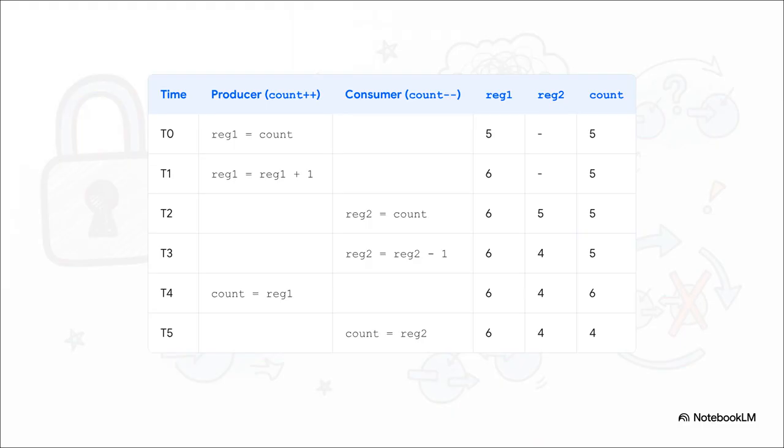Okay, and here is where it all falls apart. Just look at this timeline. At T0, the producer reads count. It's 5. Great. At T1, it calculates the new value, 6. But before it can write that back, whoops, the operating system puts it on pause. Now at T2, the consumer wakes up. It reads count, which is still 5 because the producer never got to save its work. The consumer then calculates its own result, 4. Then at T4, the producer finally gets to write its value, 6. But it's too late. At T5, the consumer wakes up and just stomps all over it, writing 4. The final result is wrong, all because of that unlucky interruption.